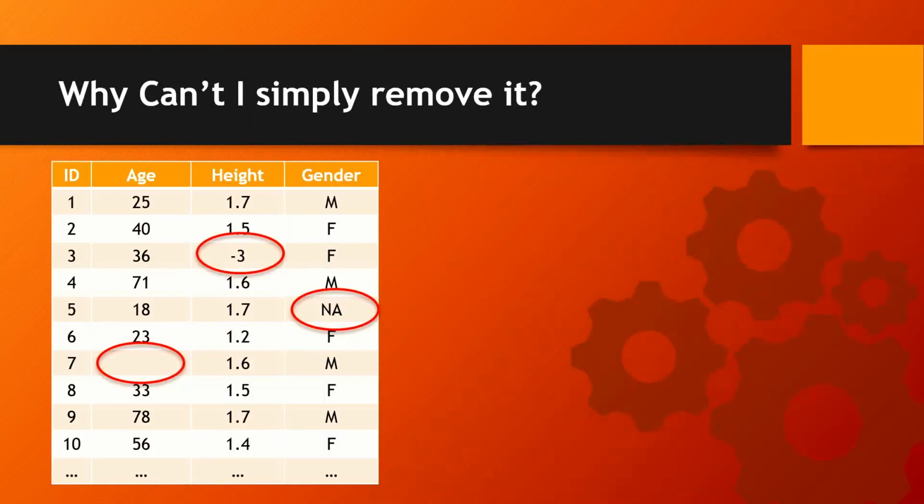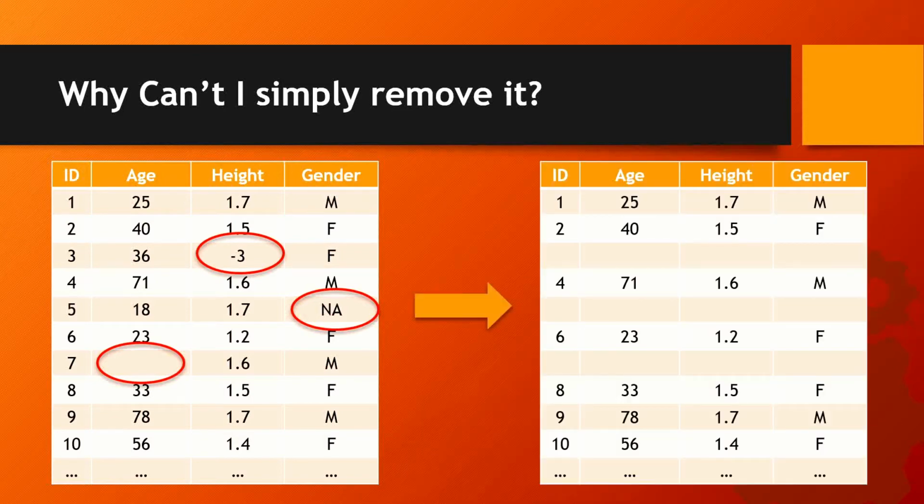You must be wondering why we need to learn techniques to impute missing values. Why can't we simply remove the complete rows which contain these missing values, as it seems like a very simple solution?